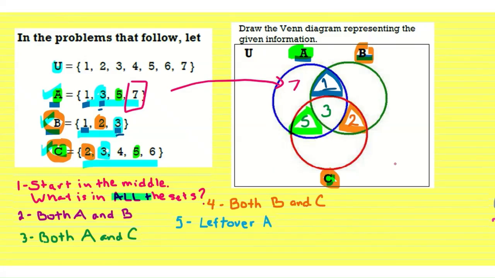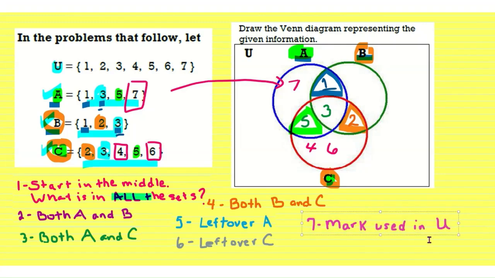Okay, so now we're going to look for the leftover for C. Here I'm looking at set C, and the only things that have not been accounted for are the 4 and the 6. These are leftover in set C. So that means 4 and 6 are going to be in this space that is only set C. Okay, so let's see if there's anything else.